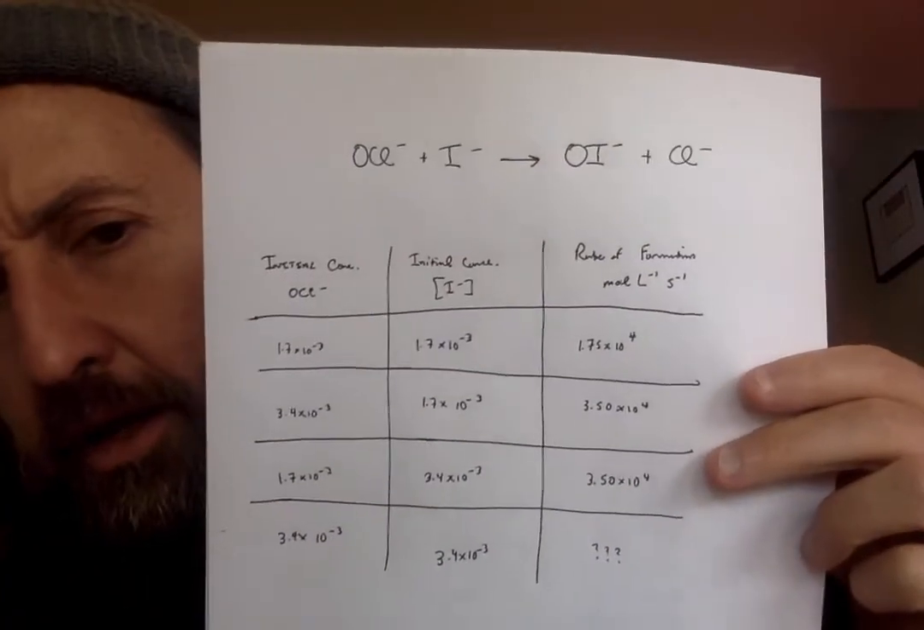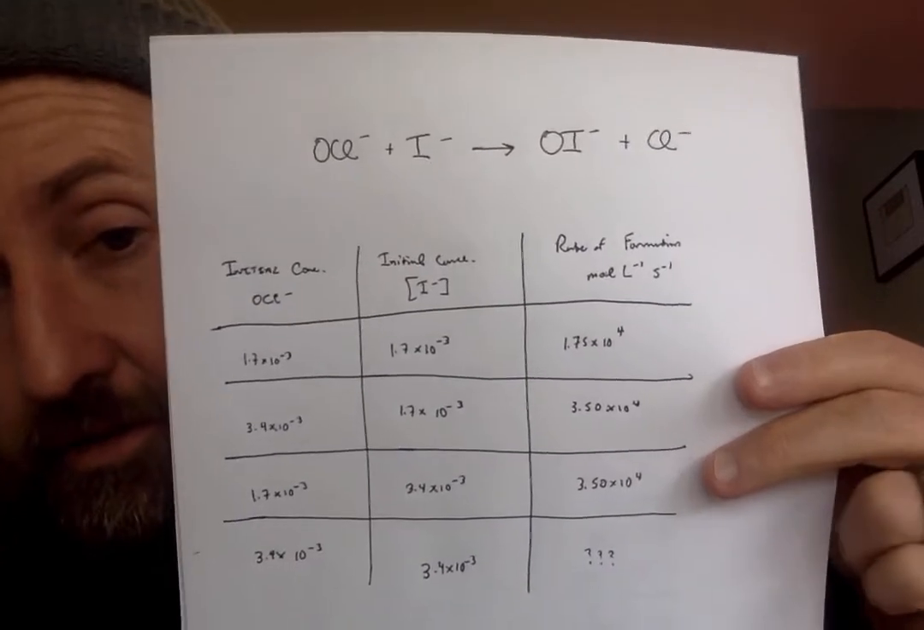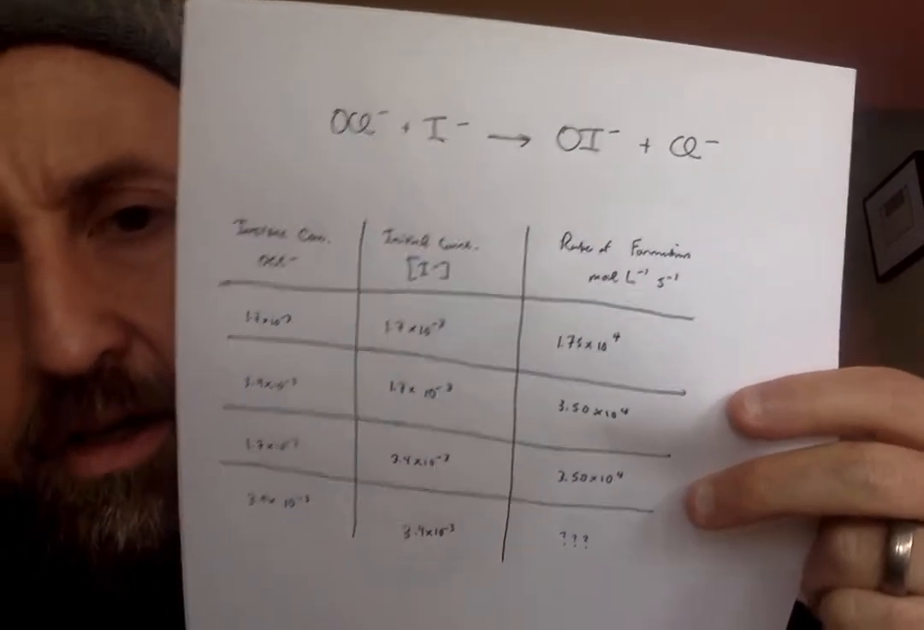Hi, this is redoing this rate law problem. It was rate law problem 2, and just goes to show you anybody can make a mistake. I picked the wrong two trials for the iodide.